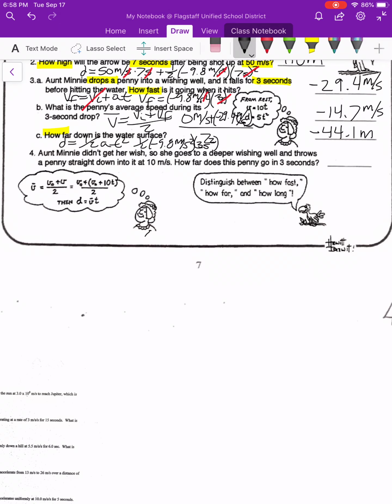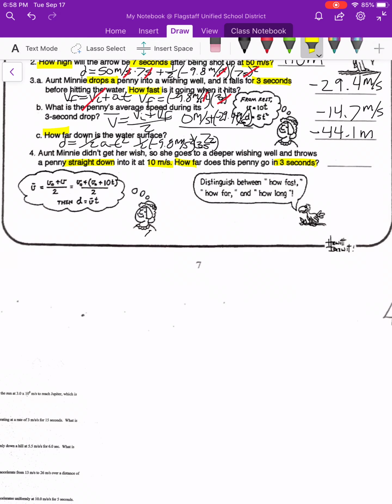Okay. Hopefully this has all made sense because we're on the last one, and hopefully it's all come to this and you should be able to solve this. If you'd like to, pause the video and solve it on your own. If not, I'm going to continue on. Okay, Aunt Minnie didn't get her wish, so she goes to a deeper wishing well and throws a penny straight down into it at 10 meters per second. How far does the penny go in 3 seconds?